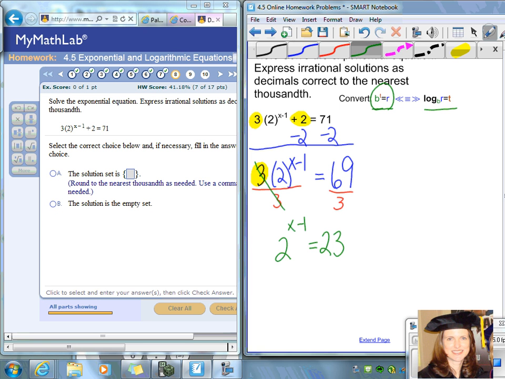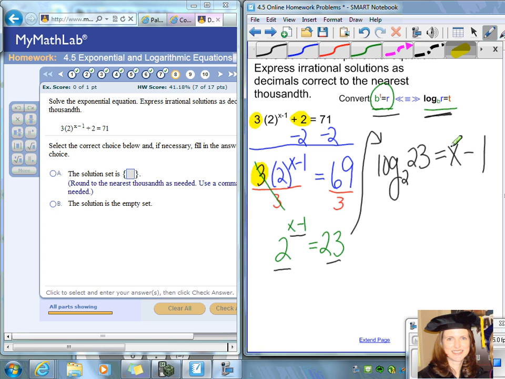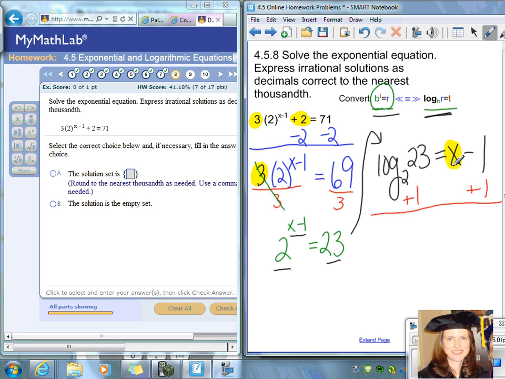Now we have it in the form of one base, one exponent, one argument. We can now convert to logarithmic form. So we can write this as log, the base is 2, the argument is 23, and that equals x minus 1. We are very close to getting x by itself. We want to solve for x. So our next step would be to add 1 to both sides of the equation. That will give us an x all by itself.